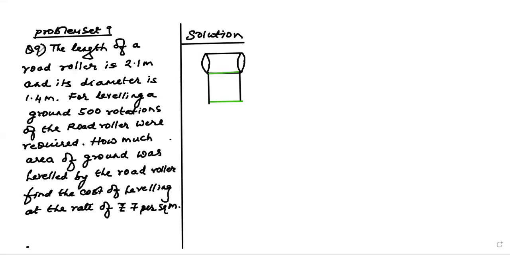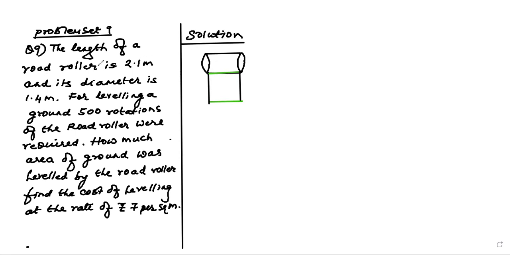Problem set, question number 9, children. First we did question number 1, and now I'm coming straight to question number 9 because the sum is almost the same, only different numbers, identical sums with different numbers. The length of a road roller, again we are talking about a road roller. You can see I have drawn a picture of a road roller. The length of a road roller is 2.1 meter.